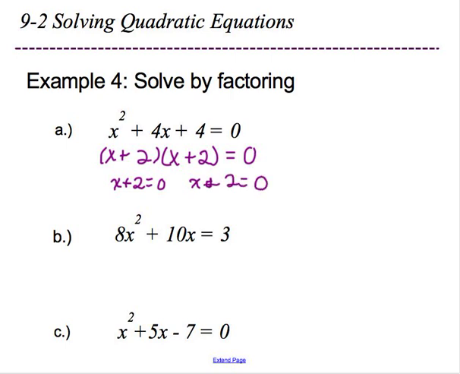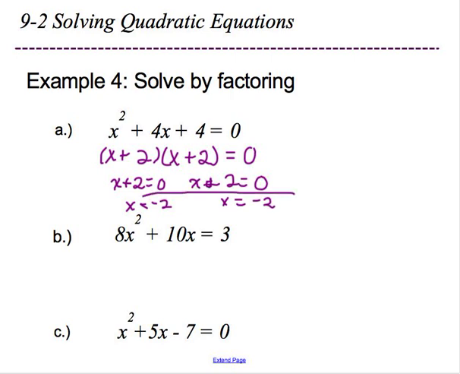So now we solve it. What would make this 0? Subtract 2, and x is negative 2. And same thing here. And this is actually called a double root. Negative 2 is a double root. So there is our solution.